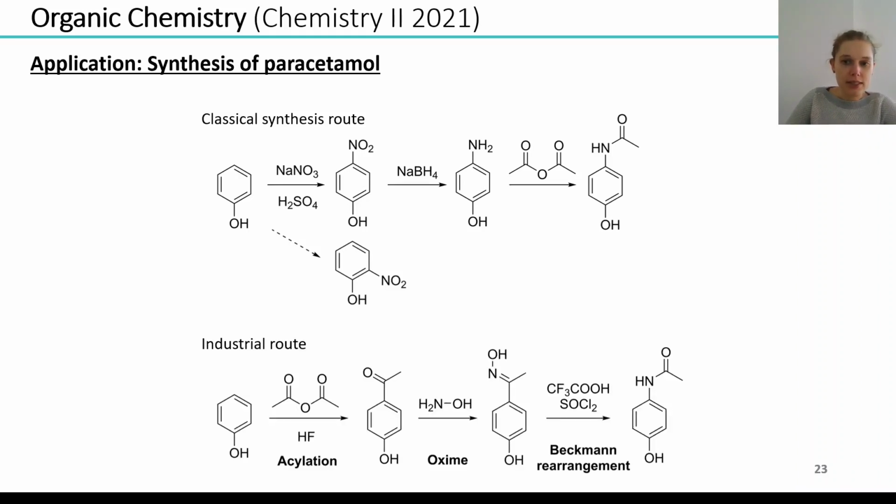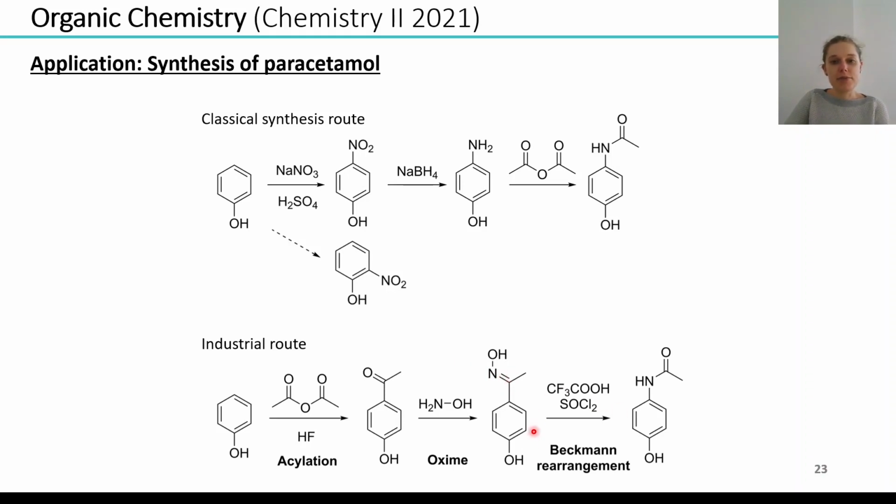And similar to the classical approach, the industry also starts with phenol, but then the first step is a direct acylation with acetic anhydride and HF, which is very aggressive. And then in the second step, the carbonyl group is transformed into an oxime, which we didn't discuss yet, but we will discuss in the coming lectures. So we will replace this oxygen atom with a nitrogen atom, which contains a hydroxide group.